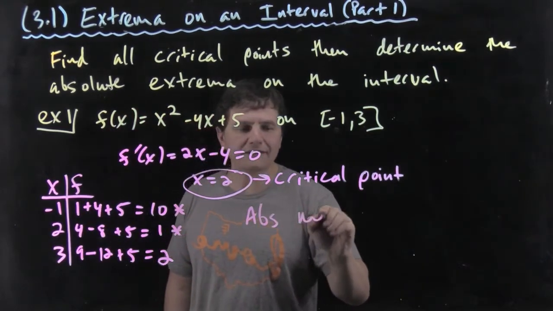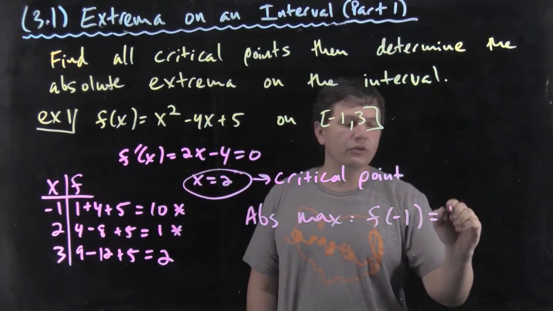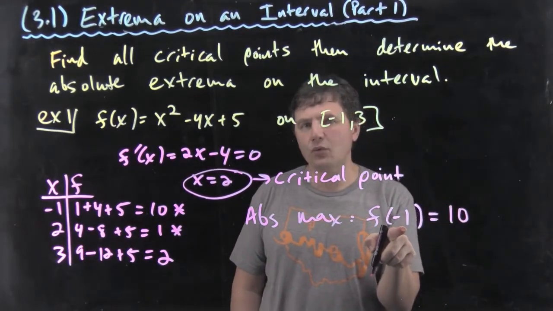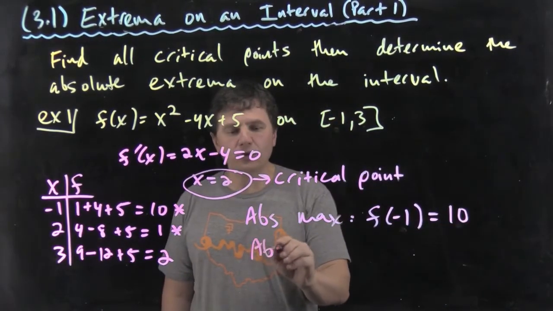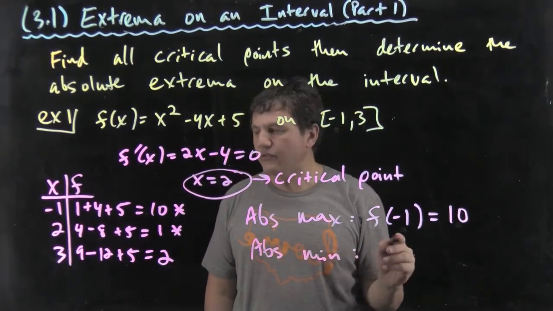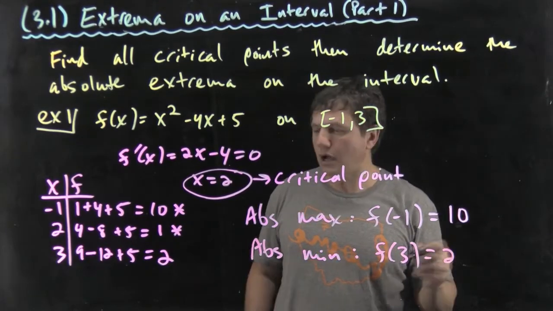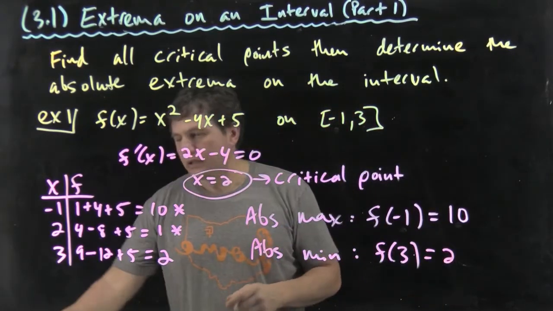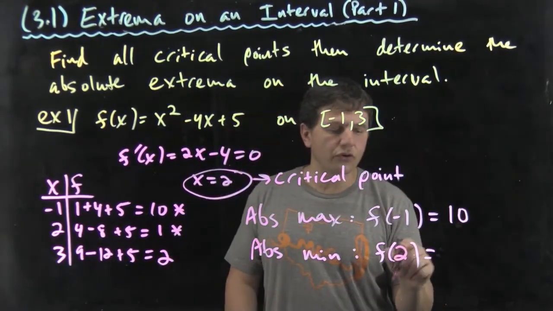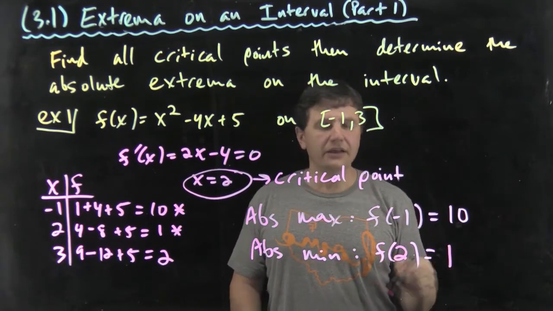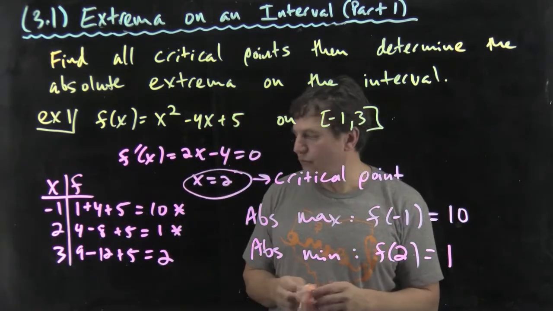So absolute max is f of -1, which is equal to 10. Once again, we would say it occurs at -1 if that's the question, but the actual absolute max is the output, which is 10. The absolute min occurs at 3, and f of 3 is equal to, no, wrong one, okay? At least I caught it this time. Okay, so the absolute min occurs at 2, f of 2 is equal to 1, and that is my absolute minimum, okay? We're gonna do one more example, and that will be it for this video.